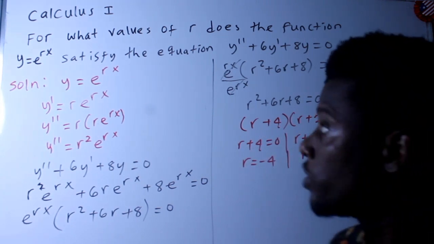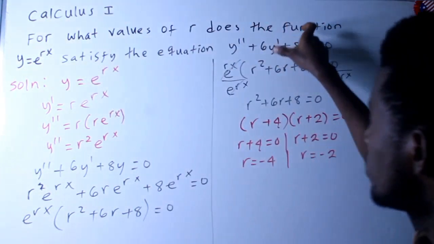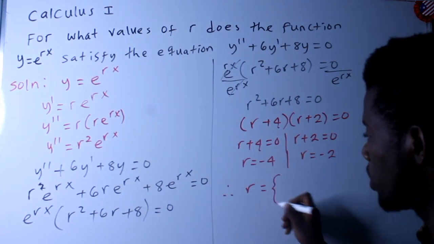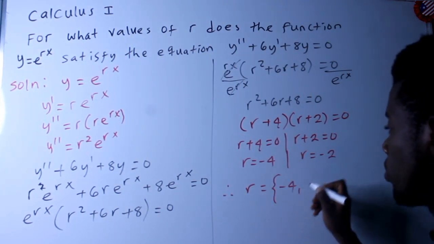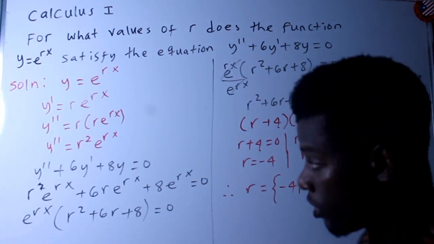So we have two values of r for which this function satisfies this equation. Therefore, using set notation, r is equal to negative 4, negative 2. And that is the result.